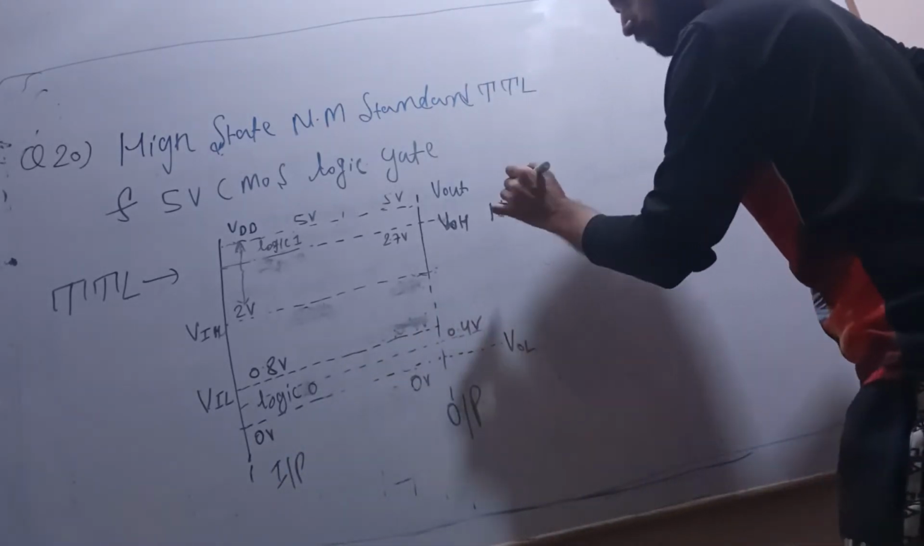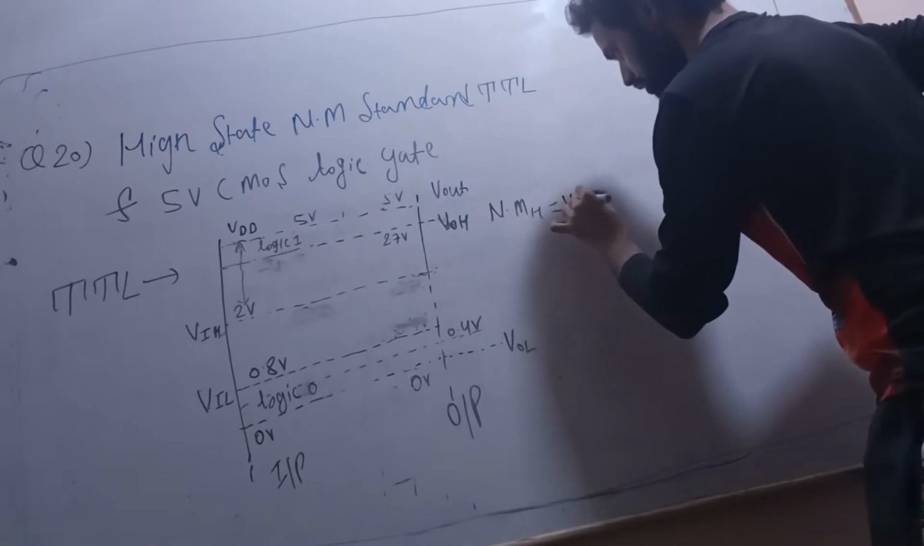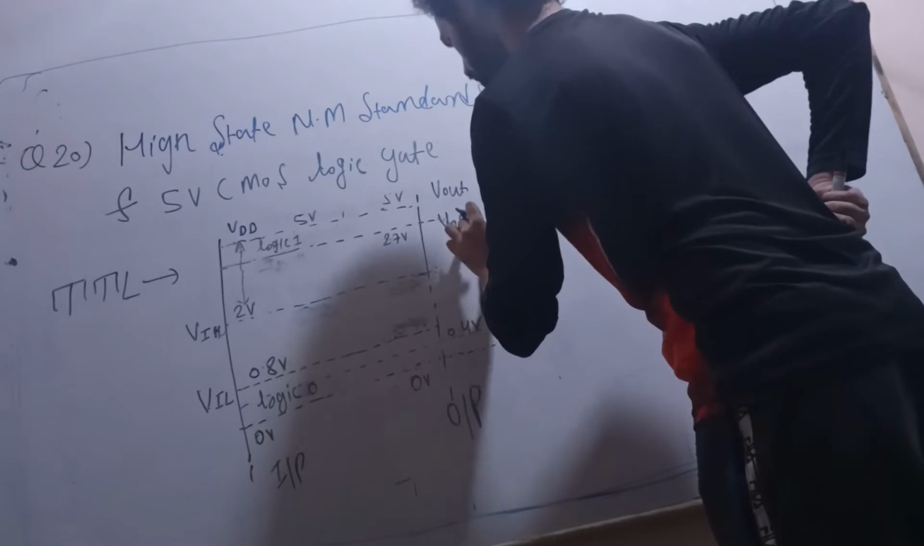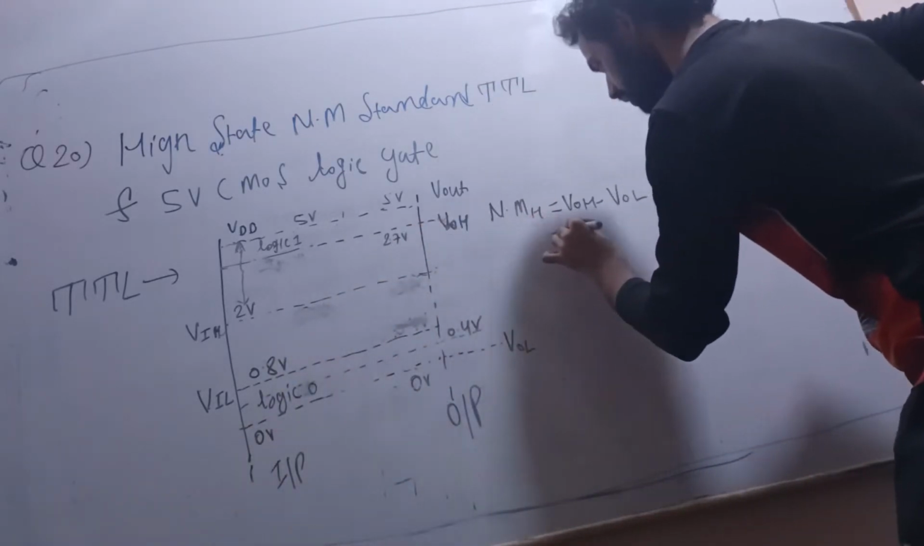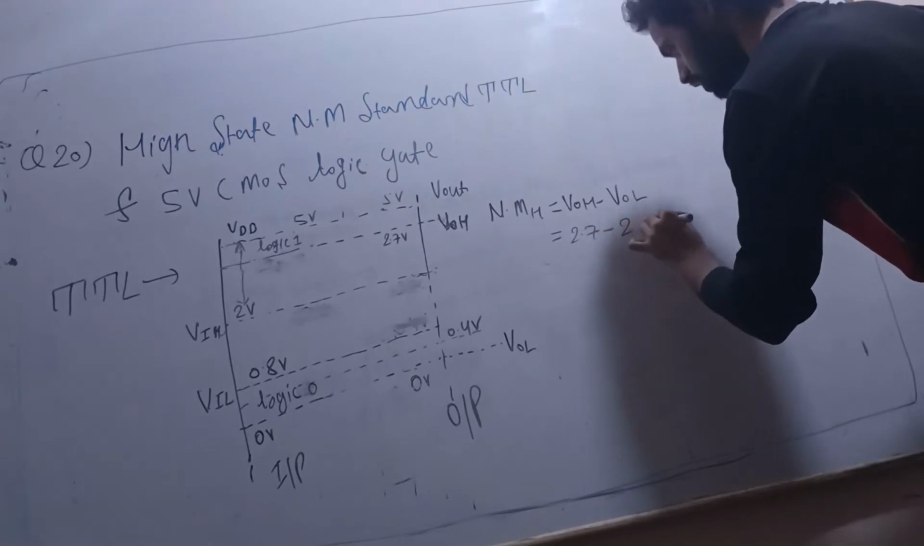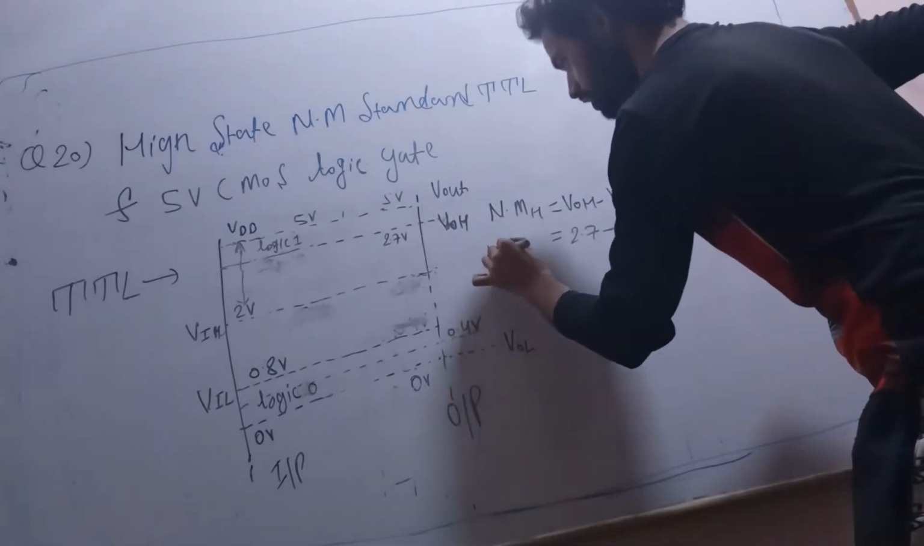So therefore, the noise margin high is VOH minus VIH. VOH is 2.7 minus 2 volt, which is equal to 0.7 volt. Yes, this is my noise margin high.